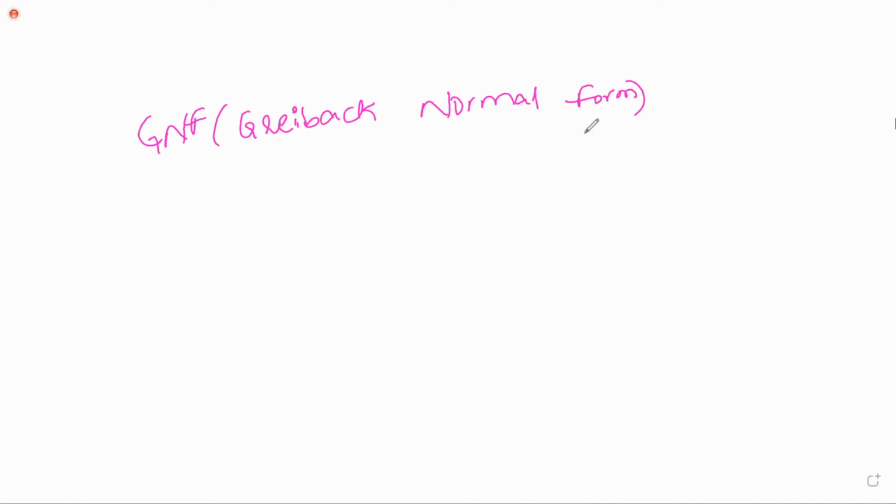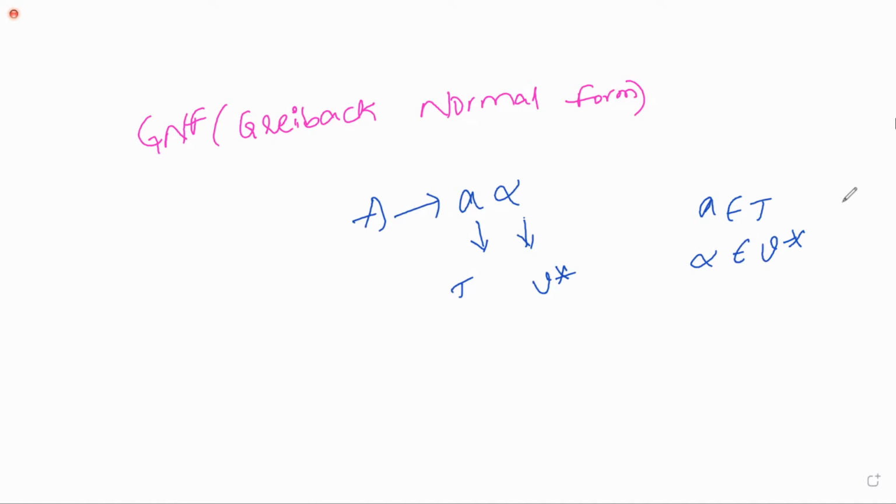Every CFL without epsilon can be generated from a CFG without epsilon, where every production is in the form of A to a alpha. Here a is a terminal and alpha is simply variable star, which means you may have any number of variables, or you may not have a variable, which is epsilon, or you may have any combination of variables. Am I clear with this? So a belongs to terminals, and alpha belongs to a combination of any number of variables or zero variables. This is nothing but the Greibach normal form.